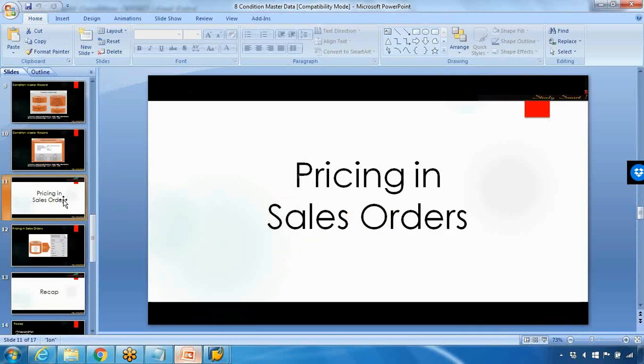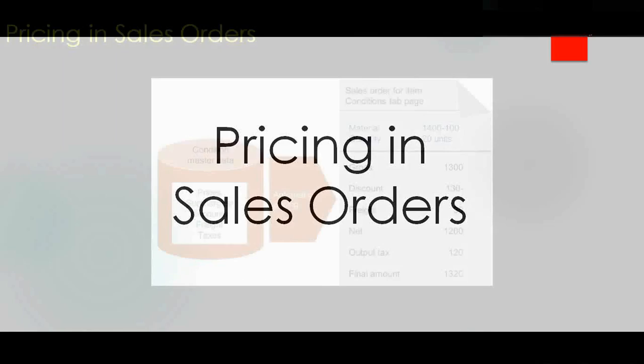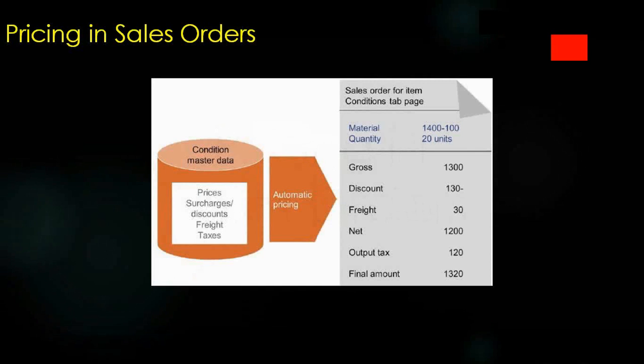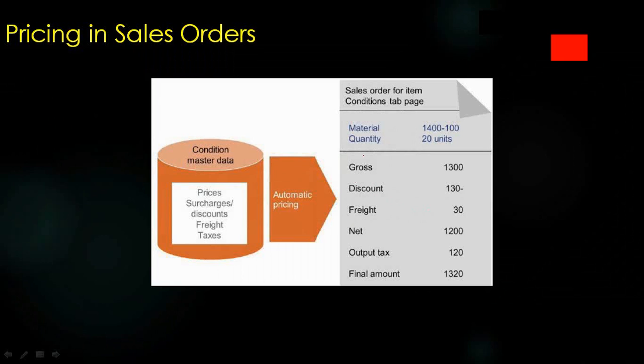So here you can see pricing in the sales order. So now you know that. Whenever you create the order, if you have all the right master data maintained, then the sales order will automatically pick up all the relevant pricing. So the gross price, for example, can be 1300. There can be some discount, there can be some freight, the net will be this, on top the tax will be this, and the final amount will be this.